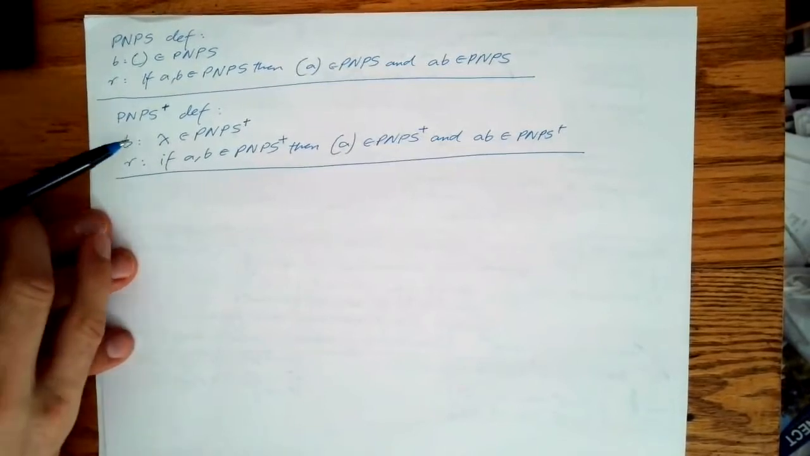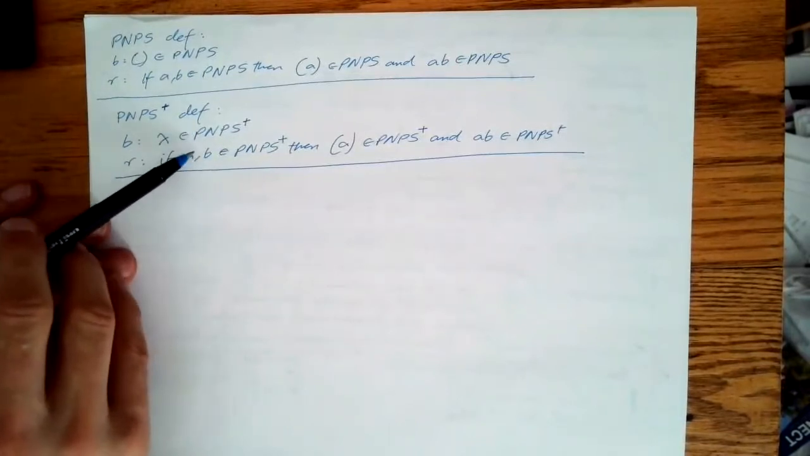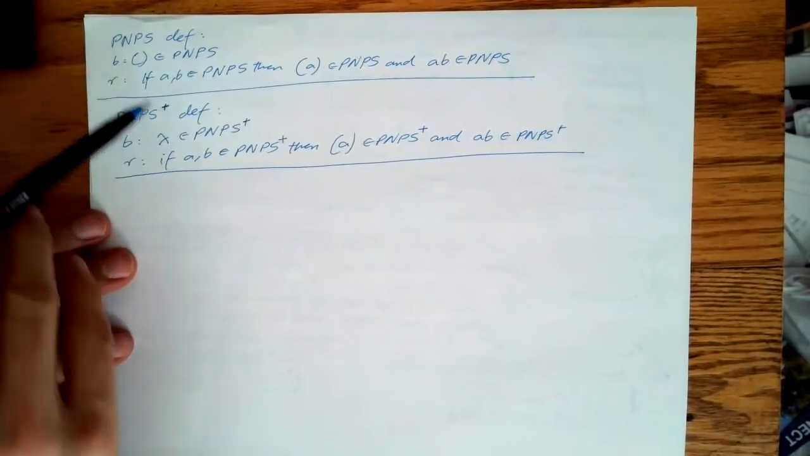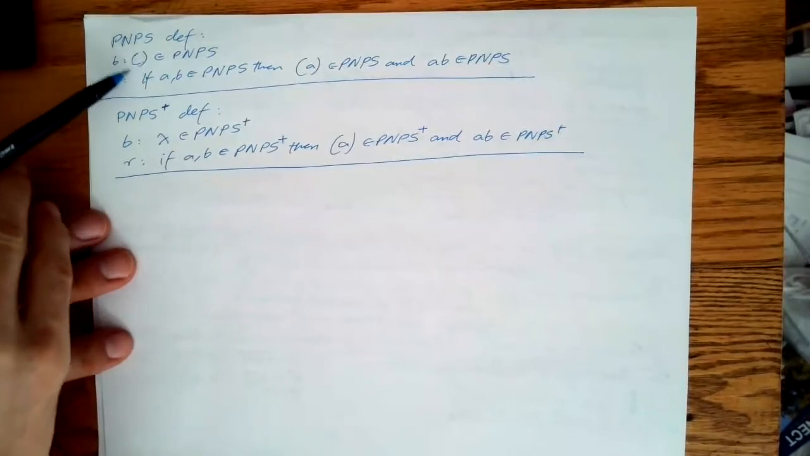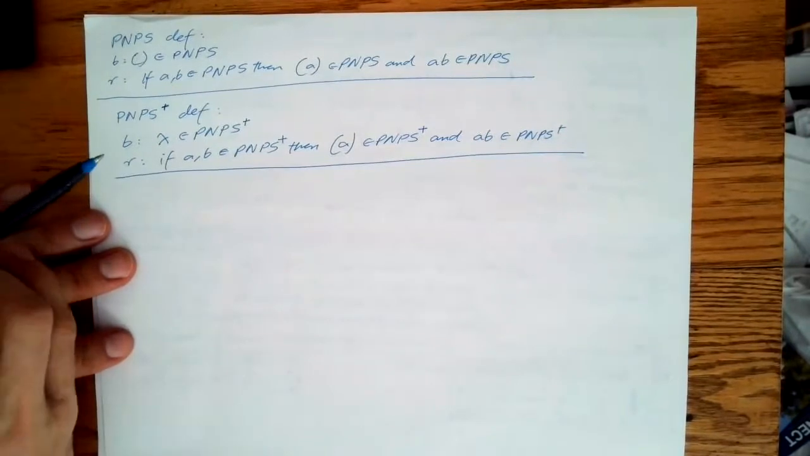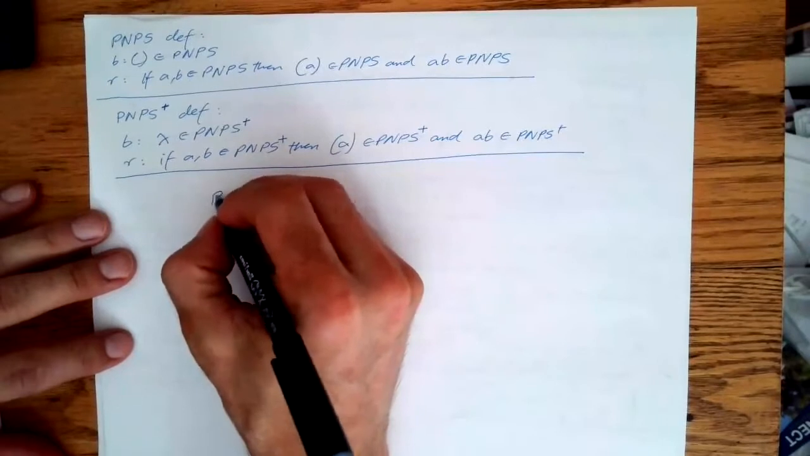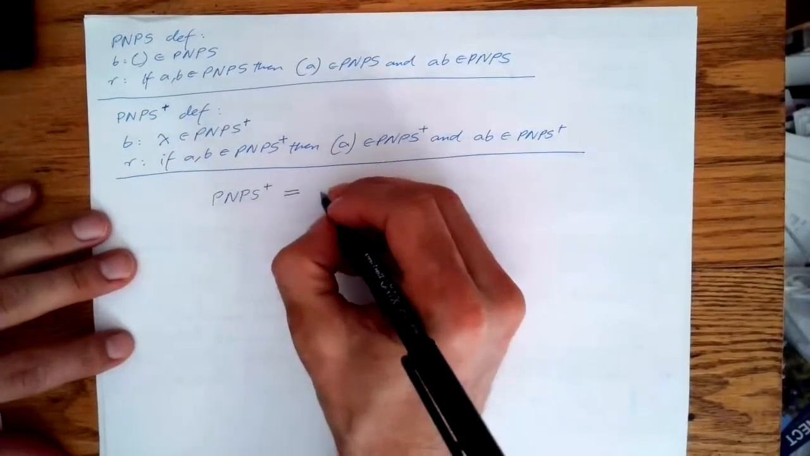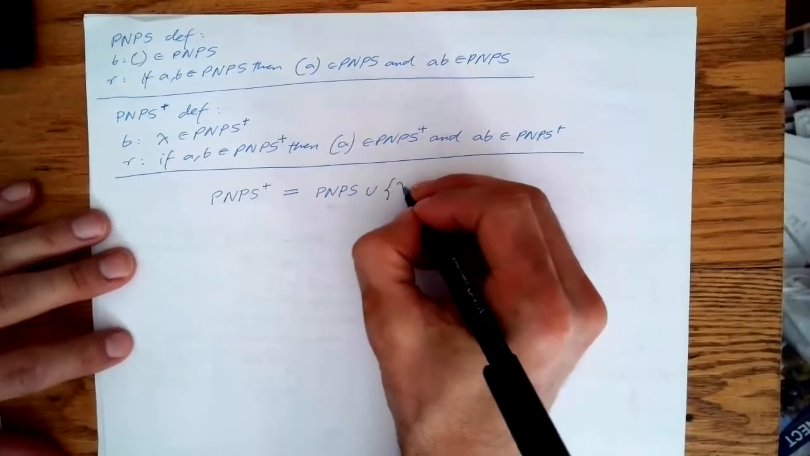So if I use these recursive rules to build a set, do I get exactly the same set as here? Or would some other elements be created? Conversely, what is the relation between them? Right, the relation is that PNPS plus equals PNPS union an empty string.